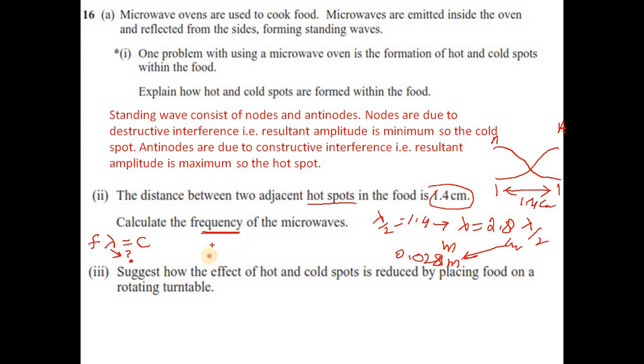And then frequency is c by lambda. c is 3 into 10 to the power 8, the speed of light or speed of microwave. Lambda is 0.028, and then frequency is 1.07 into 10 to the power 10 hertz, or you can round it off to 1.1.